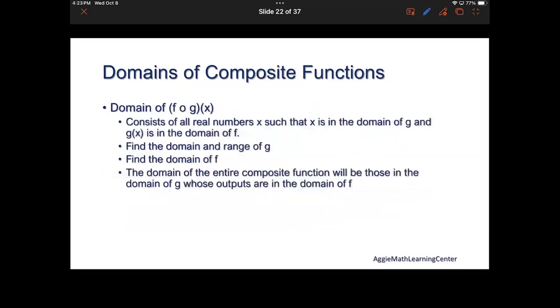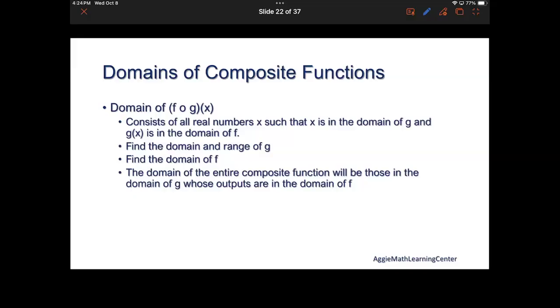Okay. Similar deal. The domain of f composed of g consists of all real numbers x such that x is in the domain of g and g of x is in the domain of f. So if I have an x value that is in the domain of my g function, and the output, g of x, is in the domain of f, that means that original x input is a valid input of my function f composed of g. There are so many words when I try to explain this with words, but that's what it means.